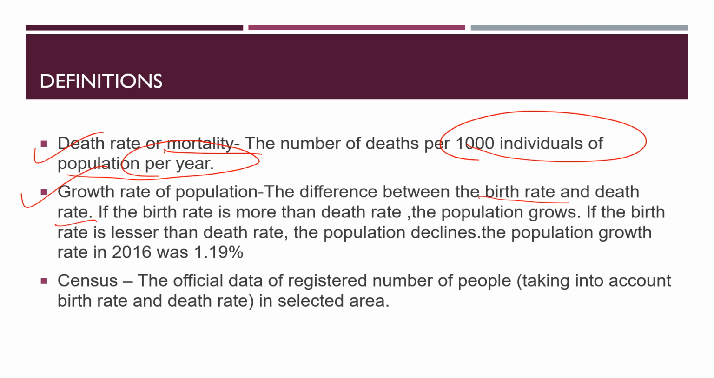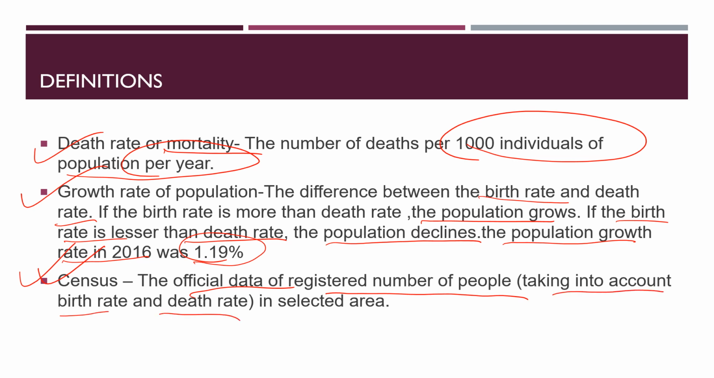If the birth rate is more than the death rate, the population is growing. And if the birth rate is lesser than the death rate, the population declines. The population growth rate in 2016 was 1.19%. Now what is census? The official data of the registered number of people, taking into account the birth rate and death rate in a selected area, is the census. So these are all the important definitions in your syllabus.